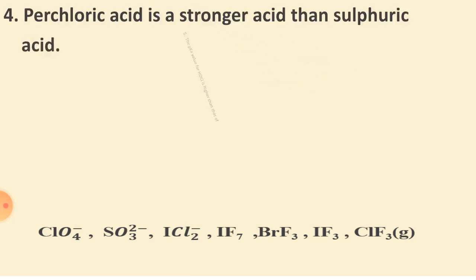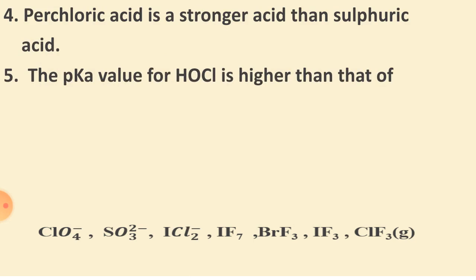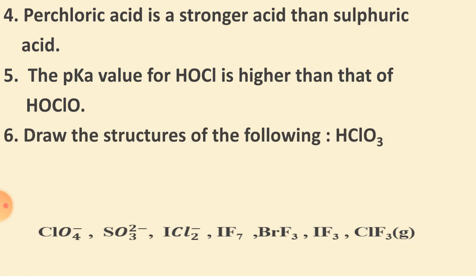Next, question number 4. Perchloric acid is a stronger acid than sulfuric acid. Perchloric acid means HClO4 is a stronger acid than H2SO4. This you can also find by listening to the PPT video. Question number 5. The pKa value of HOCl is higher than that of HOClO. This you can also find, since acidity is inversely proportional to pKa. So the more the pKa, the less the acidic nature. In this way you can find the answer to question number 5.